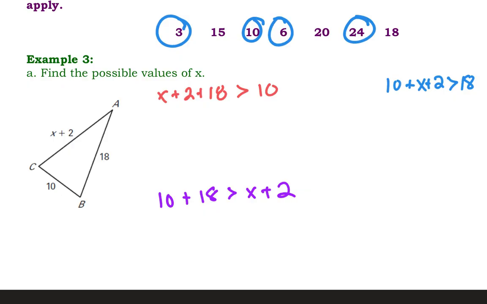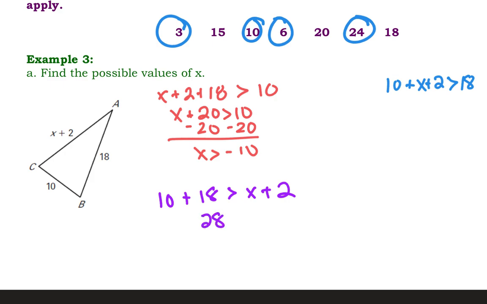All right, so this is just solving for x, right? What's 18 plus 2? 20. What's x plus 20? X plus 20 must be greater than 10. We subtract the 20, right, minus the 20. So x must be greater than negative 10. All right, do the next one. 10 plus 18 is 28. Good. Subtract the 2, and what do we get? 26 has to be greater than x.